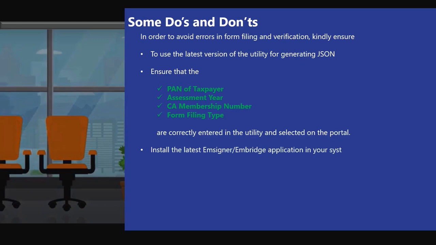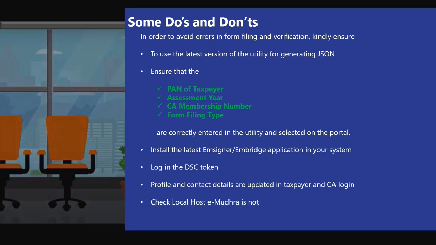You are advised to install the latest emSigner application on your system, log in to the DSC token, and also ensure that the profile and contact details are updated in the taxpayer and CA login. Also check that localhost eMudra is not blacklisted by the system admin and that the eMudra token driver is updated.